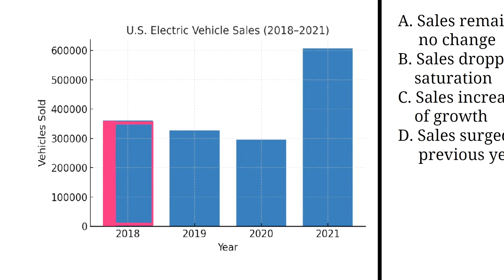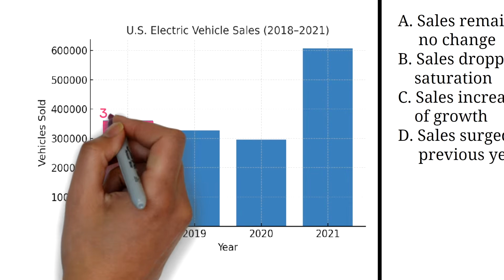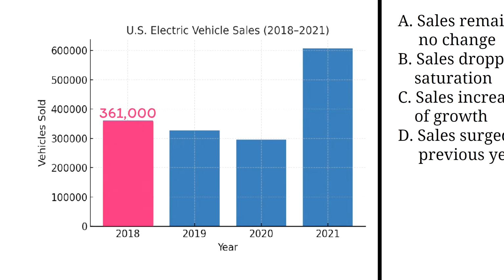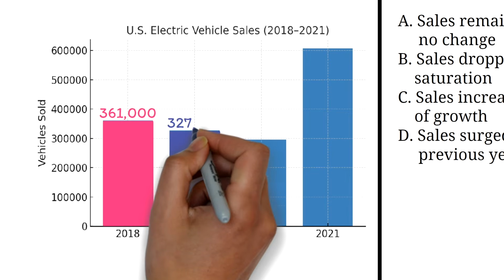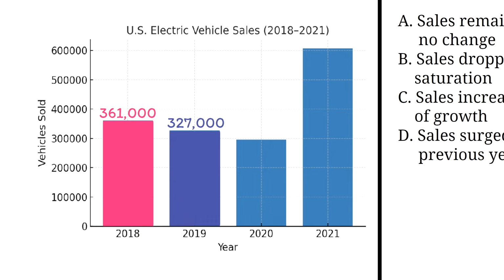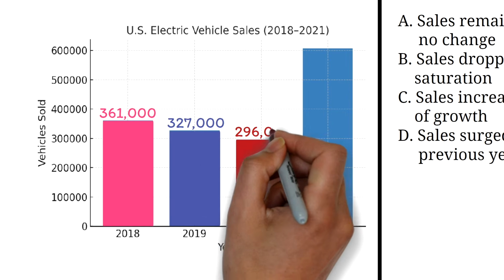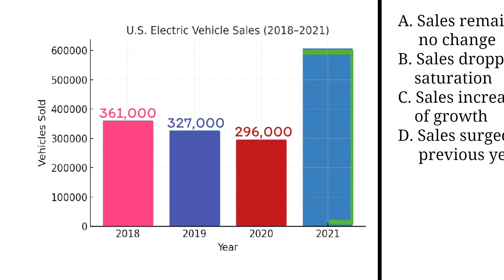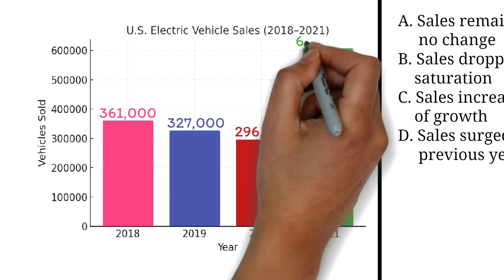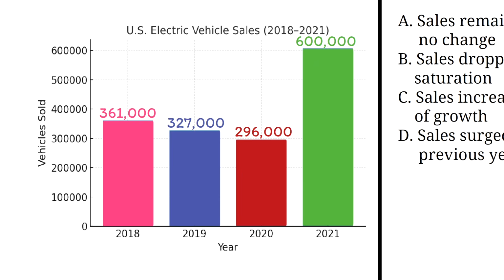In 2018, electric vehicle sales were around 361,000. In 2019, sales dropped slightly to about 327,000. In 2020, sales dropped again to around 296,000. And in 2021, sales increased sharply to over 600,000. So, what does this trend tell us?